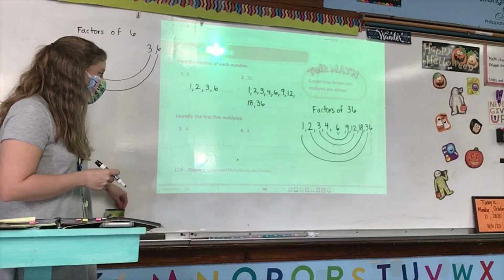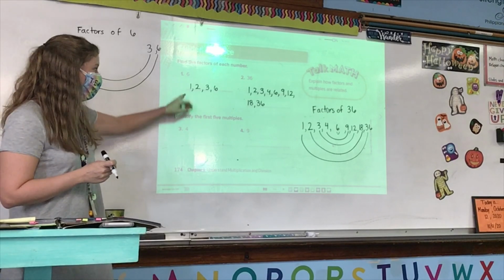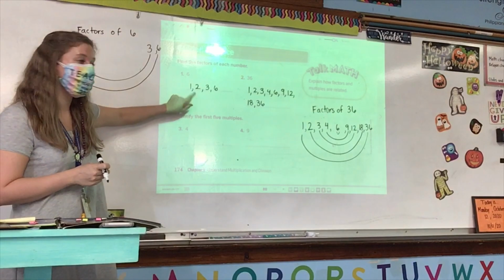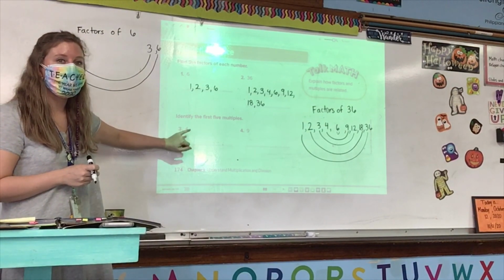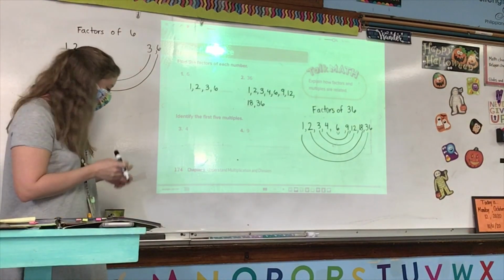Okay, now for numbers 3 and 4, we have to identify the first 5 multiples. So that means we're not figuring out the numbers that we can break this number down into. We're figuring out, okay, what are the answers if we multiply this number times another number?